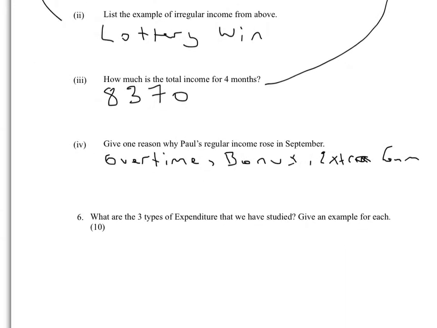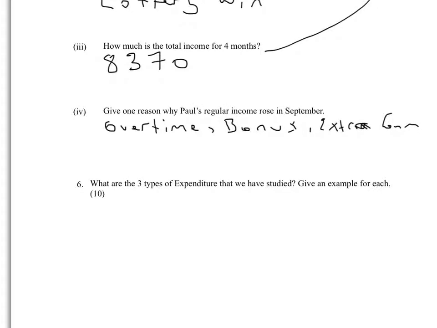Question number 6 then says, what are the 3 types of expenditure that we have studied? Well, we know that they are fixed, irregular, and discretionary.